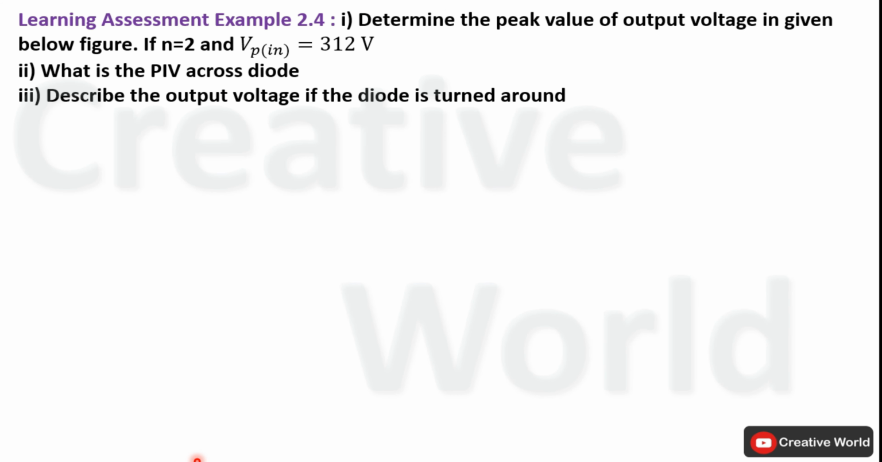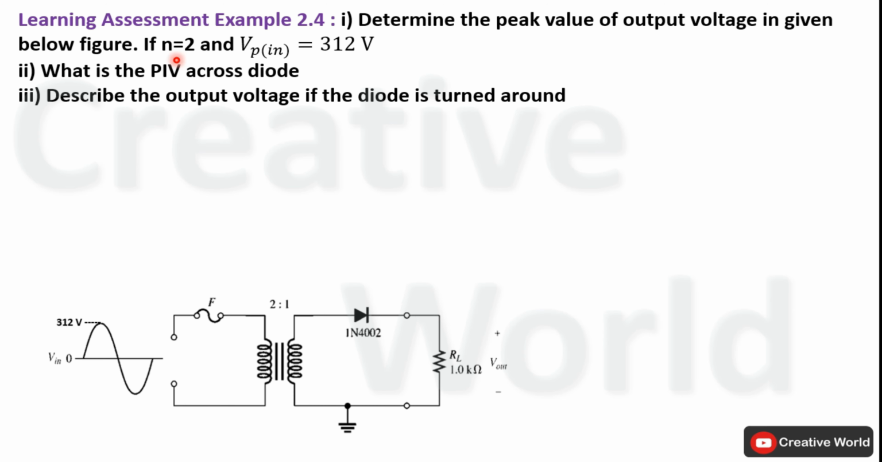Learning Assessment Example 2.4. The scenario states: determine the peak value of output voltage in the figure given below, if turn ratio N is equal to 2 and V peak input is 312 volt. Second point, what is the peak inverse voltage across the diode? And third point, describe the output voltage if the diode is turned around.